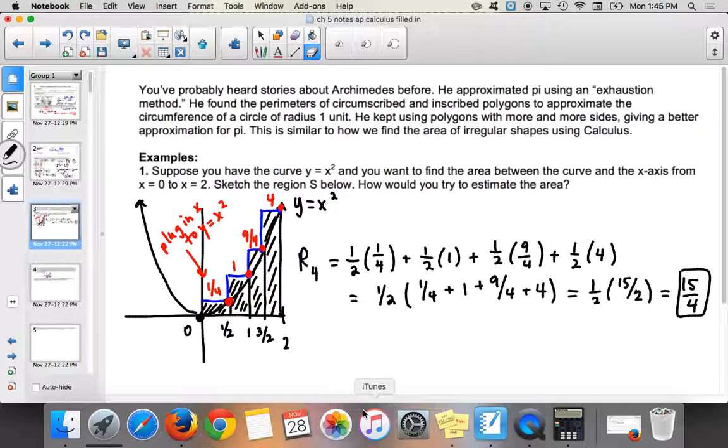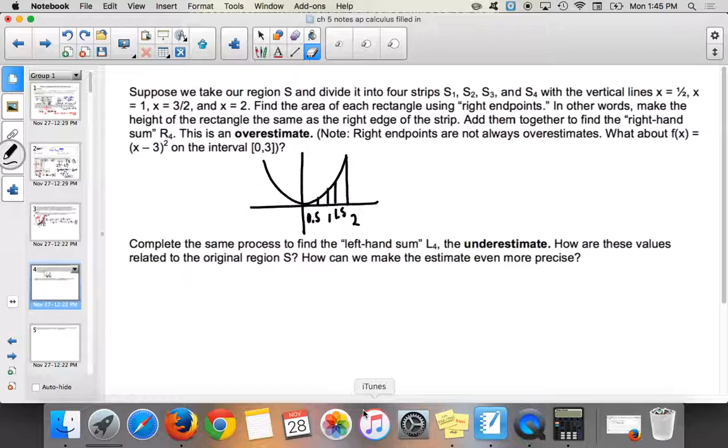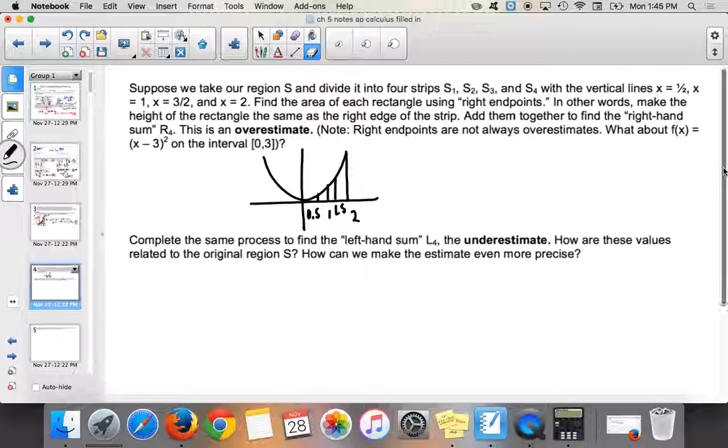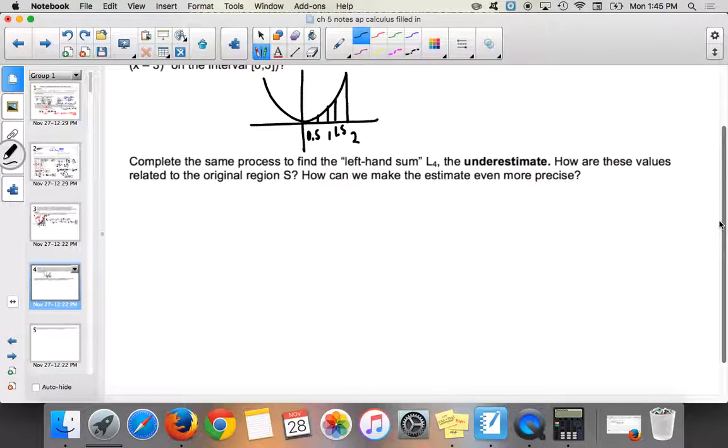All right, so what if we wanted to do a left-hand approximation? It's the same thing. We're still going to use 4 rectangles. Hold on. Will all the heights be the same? Kind of.